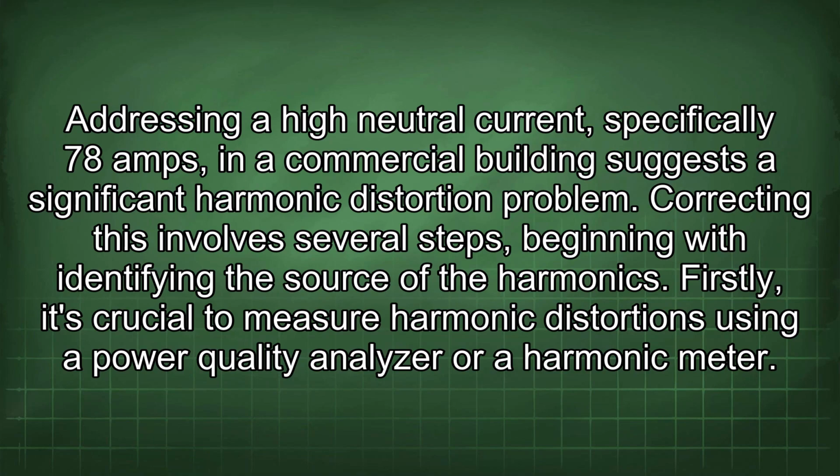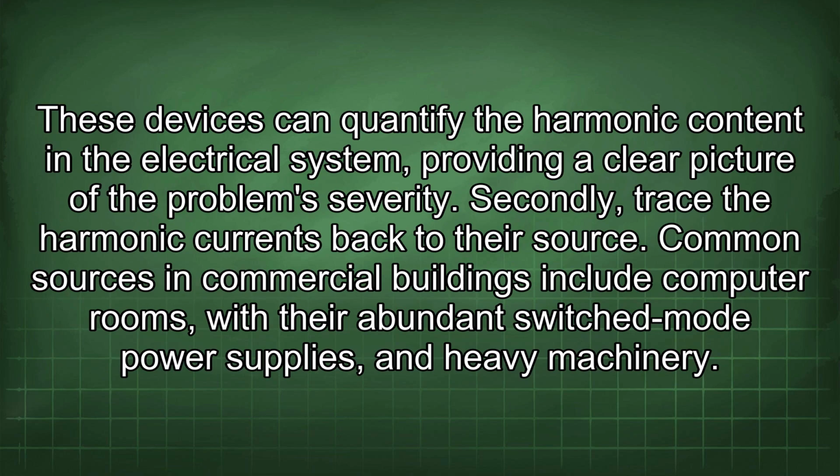Addressing a high neutral current, specifically 78 amps, in a commercial building suggests a significant harmonic distortion problem. Correcting this involves several steps, beginning with identifying the source of the harmonics. Firstly, it's crucial to measure harmonic distortions using a power quality analyzer or a harmonic meter. These devices can quantify the harmonic content in the electrical system, providing a clear picture of the problem's severity.